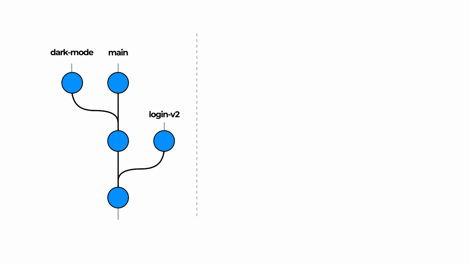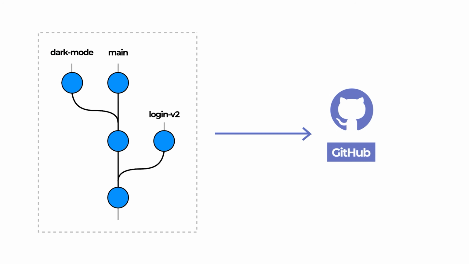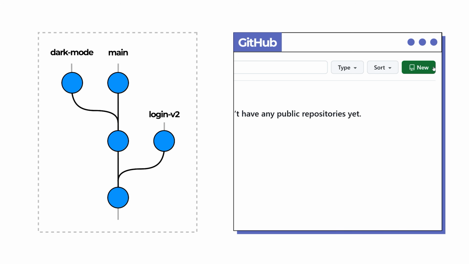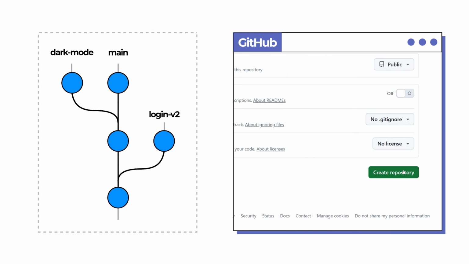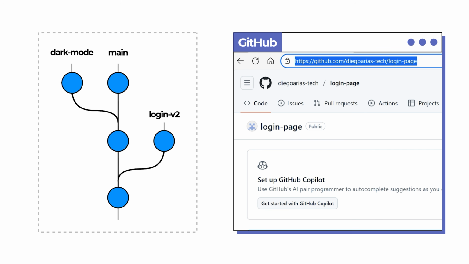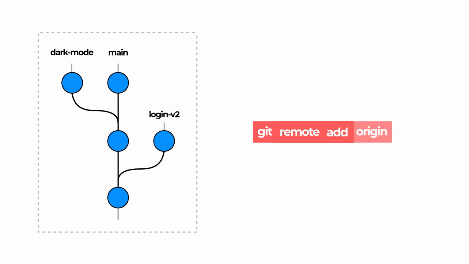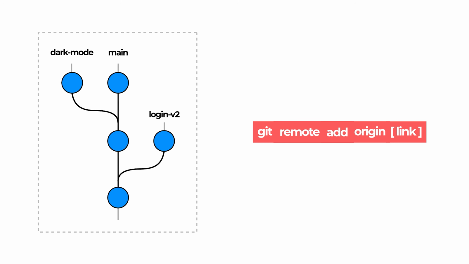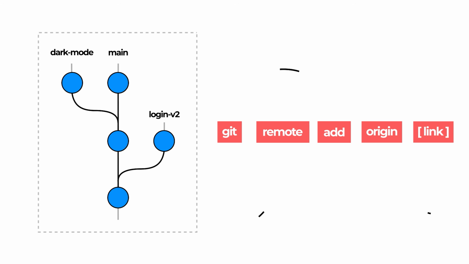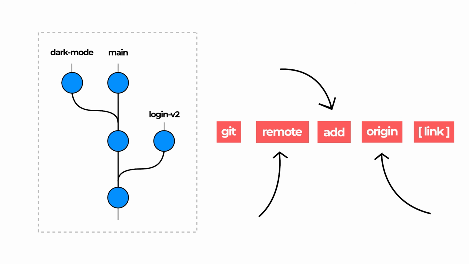The first thing that we need to do is send our code to GitHub. To do this, we need to create a new repository on GitHub. Once it is created, we just copy the link. To connect our local repository to GitHub, we will use git remote add origin and then the link of the repo that we just created. But what are all these parameters? Don't worry, it's very simple.